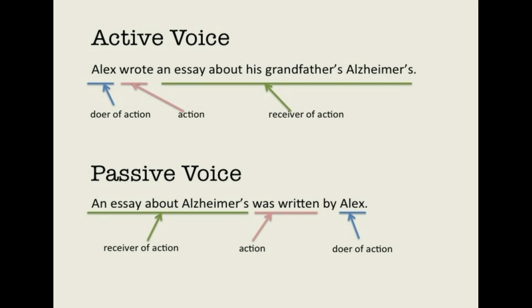the sentence is reversed. And we start with the receiver of the action, then the action, which turned to be composed of two words, the verb to be, as we said in the past, was or were, and the past participle of the verb, here the verb write, in the past wrote, and in the past participle written, which is the third form of the verb in English. And you notice that Alex, the doer of the action or the subject, is put at the end of the sentence as an agent, right?